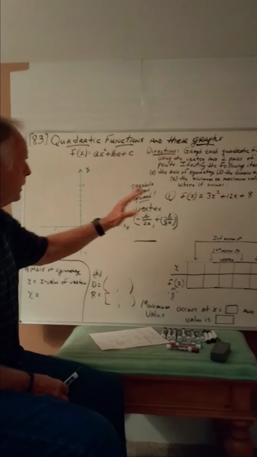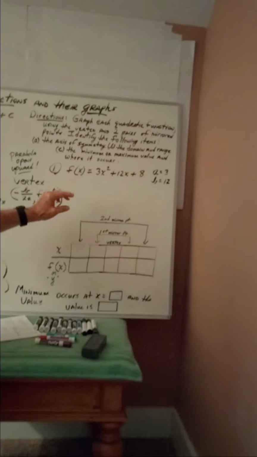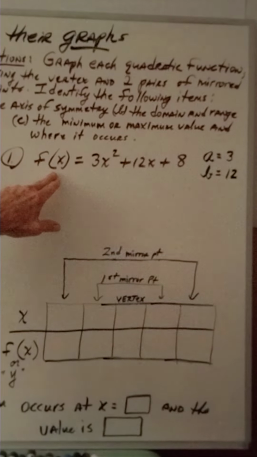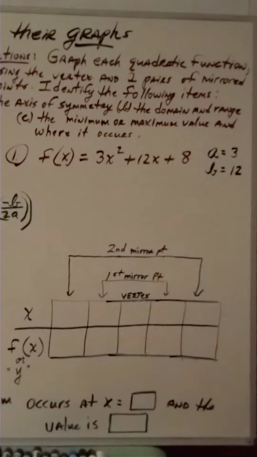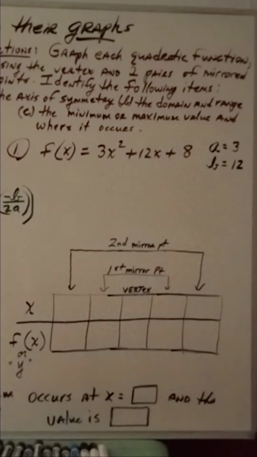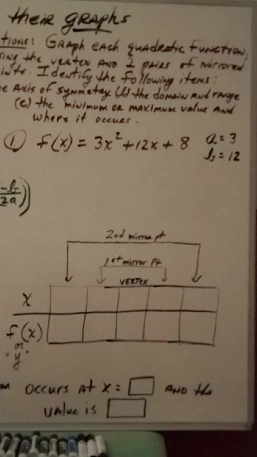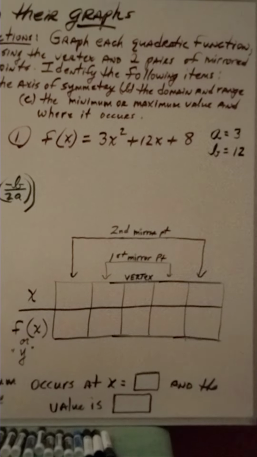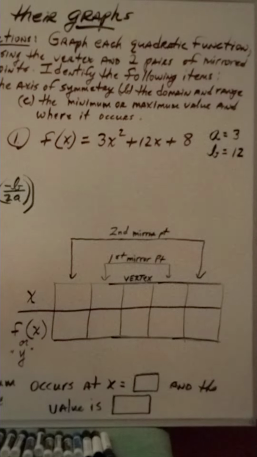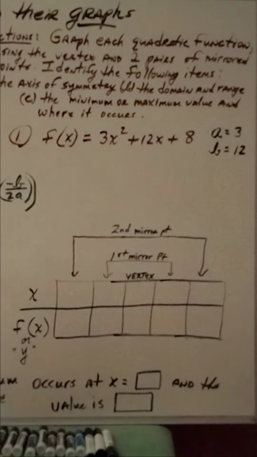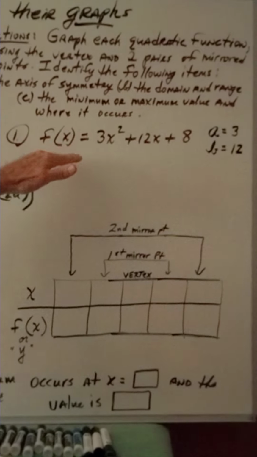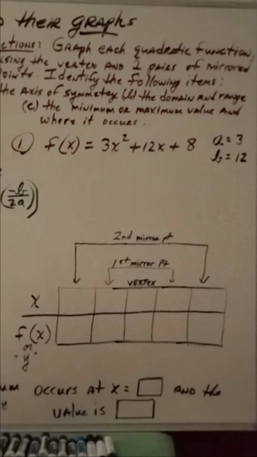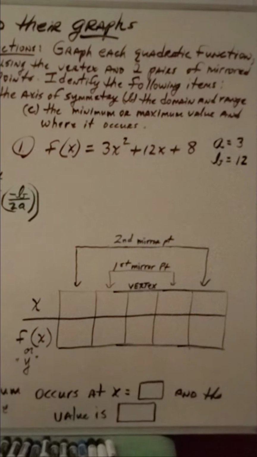Now, here's item number 1 that we're going to do. Here's the quadratic function: f of x is equal to 3x squared plus 12x plus 8. That's the quadratic function that we're going to graph. I told you in the first video, the first thing I'm going to identify, before we get into the work of this, is how that parabola is going to open.